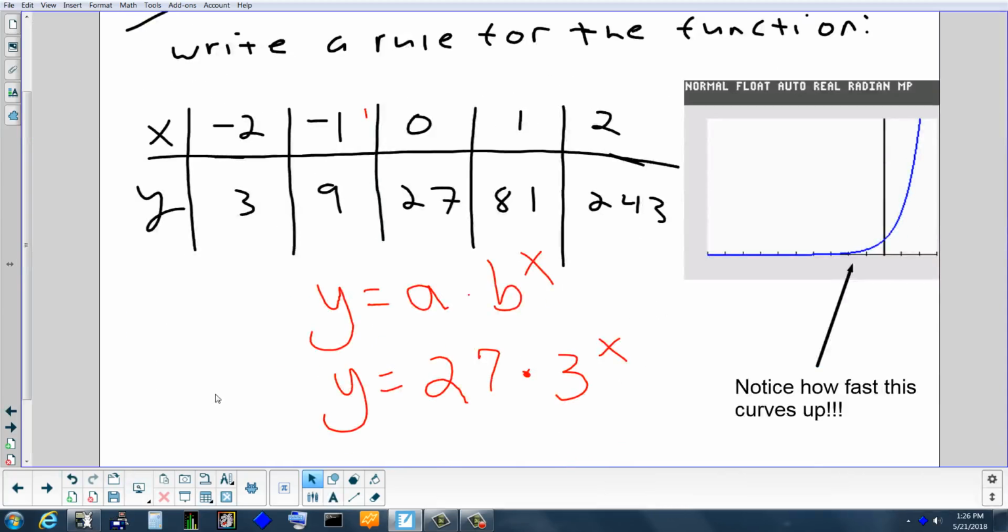You can say B, yes, Priscilla. Okay, so the B is whatever you multiply from the first number to get to the second one. Yep. So whatever, and then the rest of them.